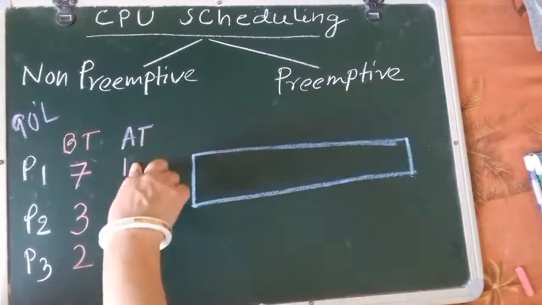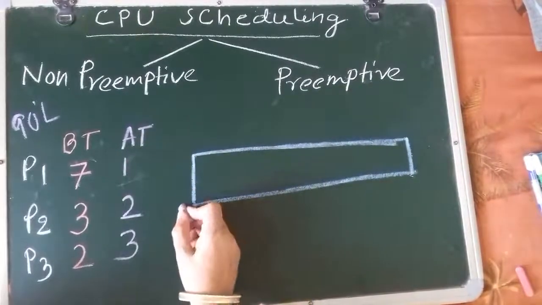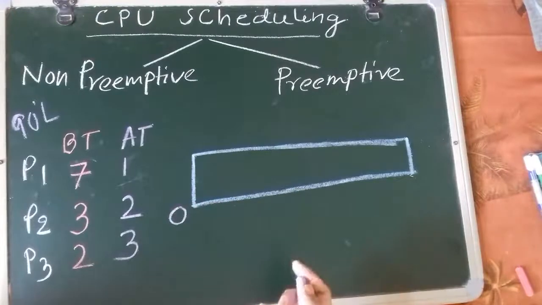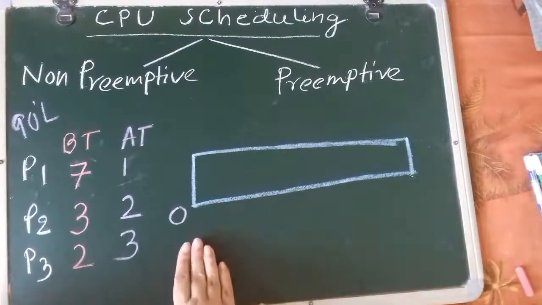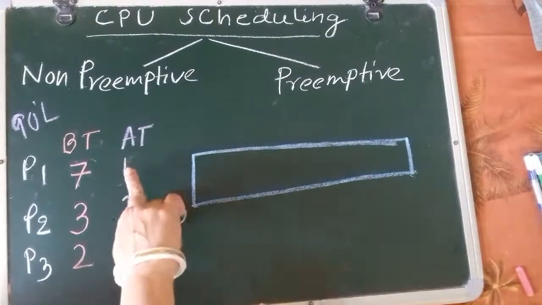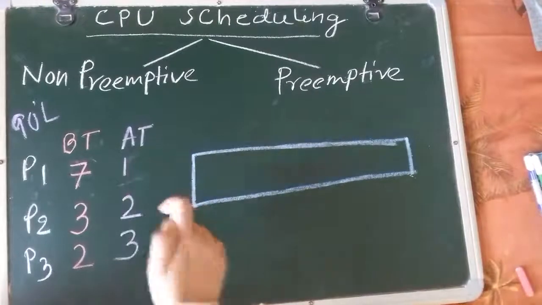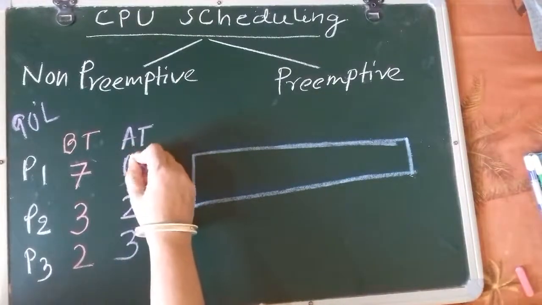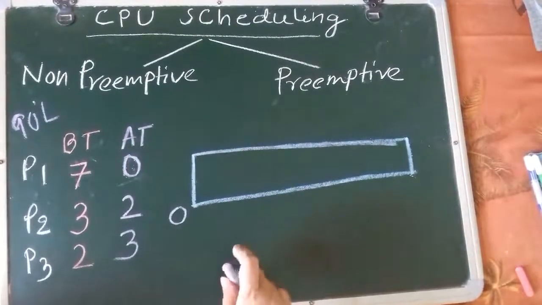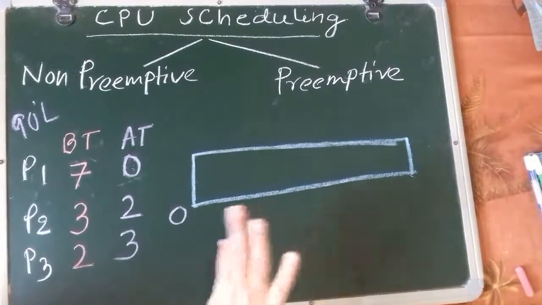When it arrives in the system, that time we take as the reference time 0. Usually that is the convention. Arrival time 1 means, it will be easy for you if I give 0 for the first process, so there will not be any confusion.